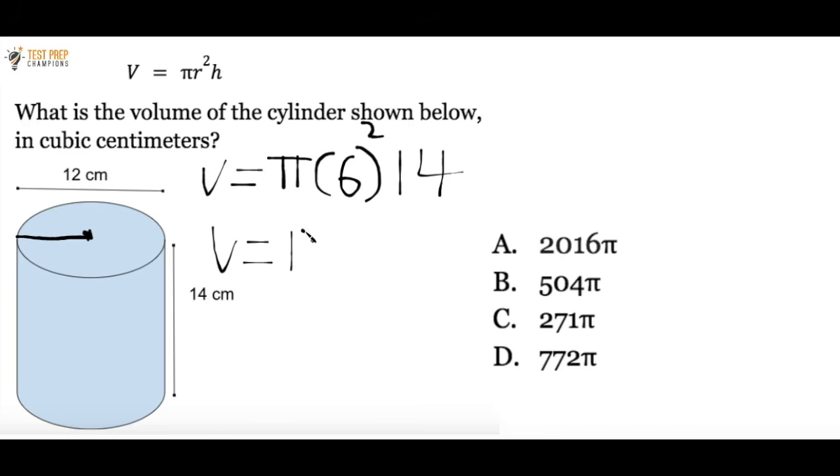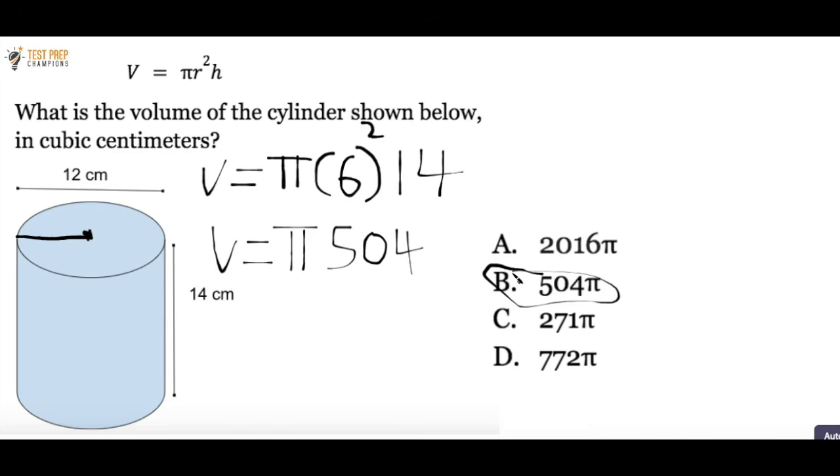All right. So basically, all we're going to do now is just do the math in the calculator. That's probably the easiest way to do this. So 6 squared is 36. 36 times 14 is 504. And I have V equals pi times 504. And the answer choice, we have 504 times pi. It's the same thing. So B is the correct answer here.